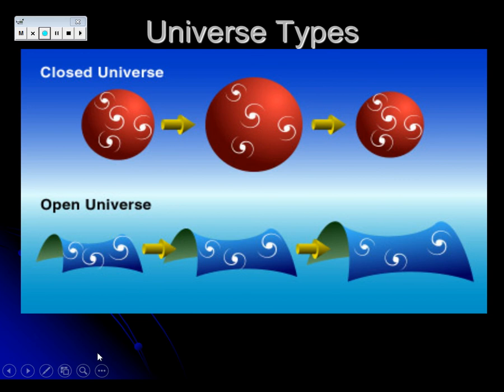Here are pictures of them. An open universe is down at the bottom. You can see it expands outward and outward with no end. A closed universe is up here at the top, where it's sort of like a ball or a balloon, where it starts to get bigger, and it gets to a point where it can't get bigger anymore. And instead of popping, it contracts on itself and goes back to smaller.